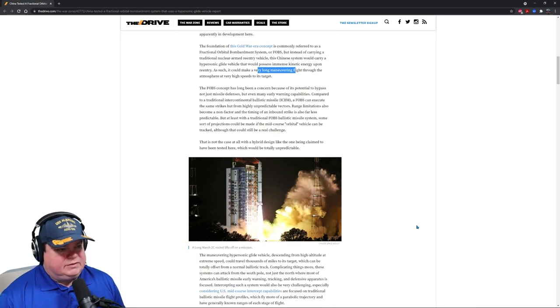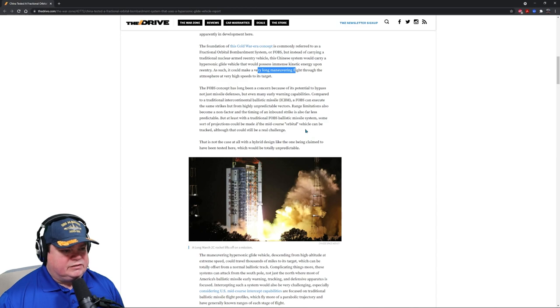The FOBS concept, going back to the piece, has long been a concern because of the potential to bypass not just missile defenses, but even many early warning capabilities. Compared to a traditional intercontinental ballistic missile, the FOBS can execute the same strikes, but from highly unpredictable vectors. Range limitations also become a non-factor, and the timing of an inbound strike is far less predictable. But at least with the traditional FOBS ballistic missile system, some sort of projections could be made if the mid-course orbital vehicle can be tracked, although that would still be a real challenge.